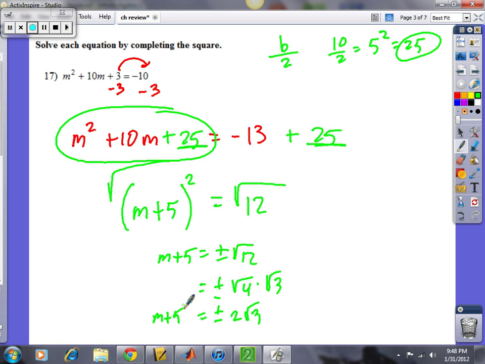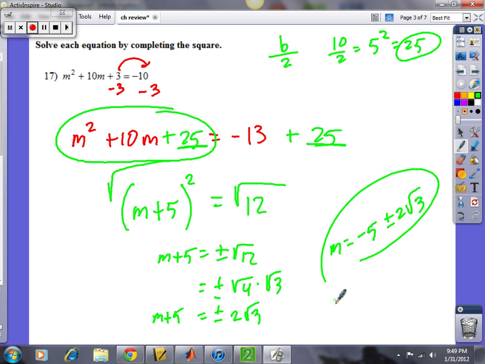Now just minus 5 from both sides, so your final answer is going to be m equals negative 5 plus or minus 2 times the square root of 3. Okay, again, your answer is not going to be too friendly. It's going to be in the set of irrationals, set of imaginaries.